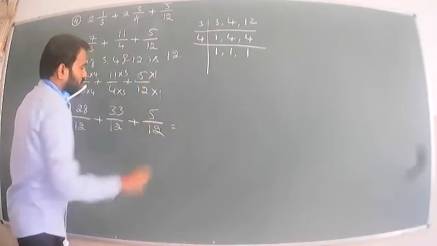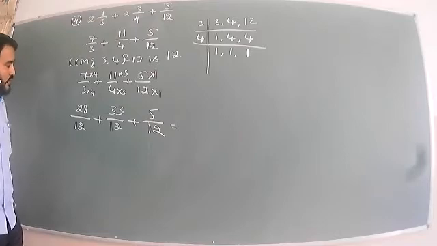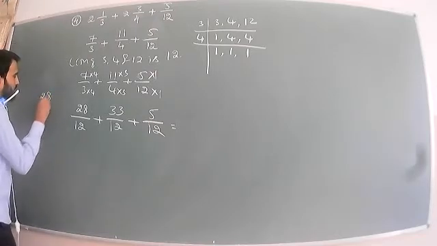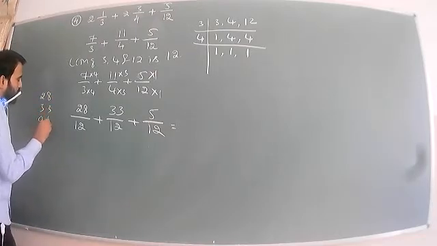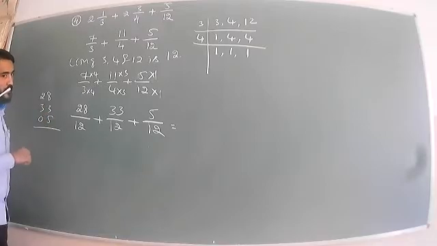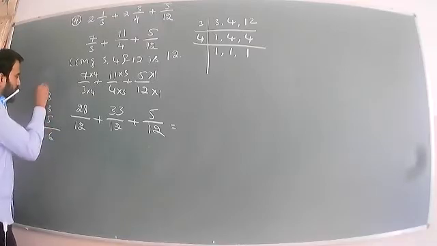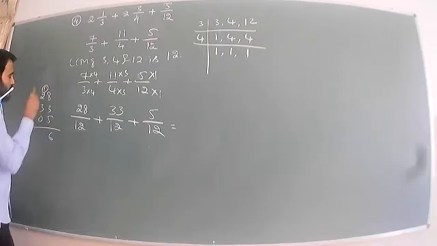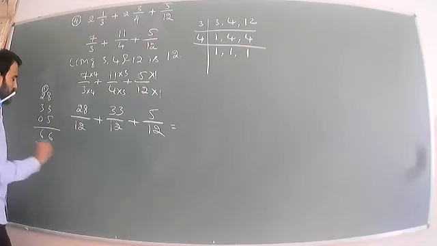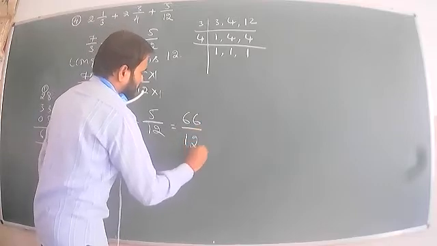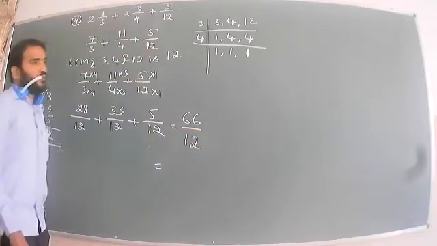So what about your answer? Write the common denominator, and add the numerators: 28 plus 33 plus 5. 8 plus 3 is 11, plus 5 is 16, 1 carry. So we get 66 by 12. 66 by 12.